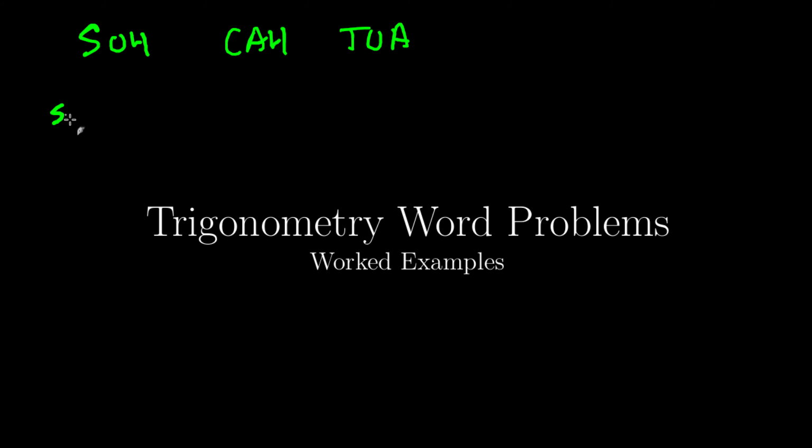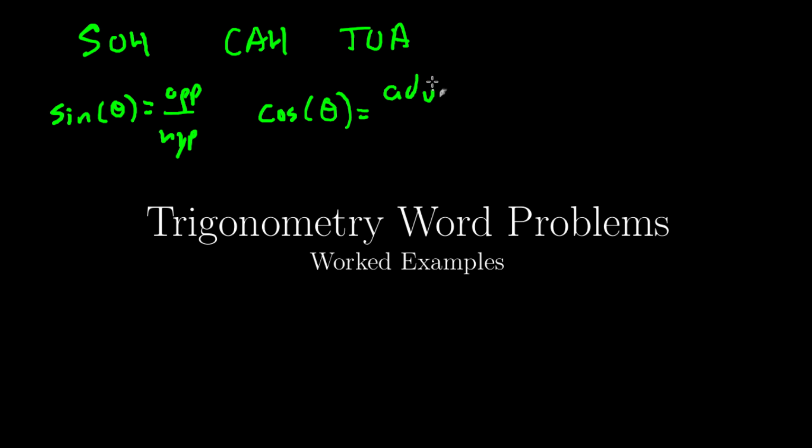SOH stands for the sine of an angle is equal to the opposite leg divided by the hypotenuse. CAH stands for the cosine of an acute angle in a right triangle is equal to the adjacent leg divided by the hypotenuse. And TOA stands for the tangent of an acute angle in a right triangle is equal to the opposite leg divided by the adjacent leg.